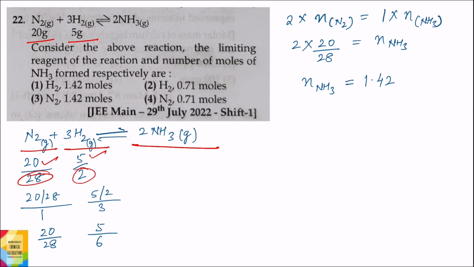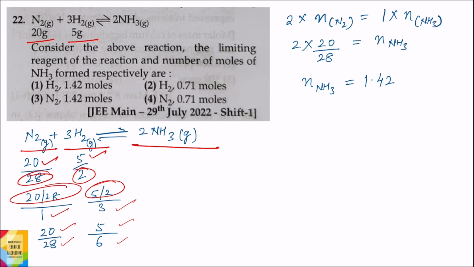get moles of hydrogen. अब moles of nitrogen को divide कर देंगे इसके stoichiometric coefficient से, which is 1 in this equation. Stoichiometric coefficient is the number which is used to balance the equation. So 1 mole of nitrogen, तो इसको 1 से divide कर देंगे and moles of hydrogen को divide कर देंगे इसके stoichiometric coefficient से, which is 3 in this equation. So 5/2 divided by 3. तो nitrogen की value हो गई 20 divided by 28 and hydrogen is 5/2 divided by 3 is 5/6.